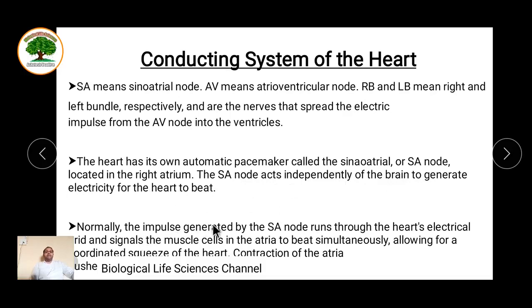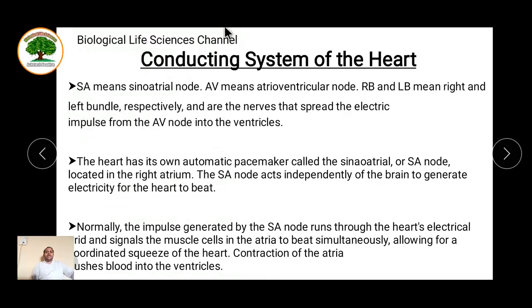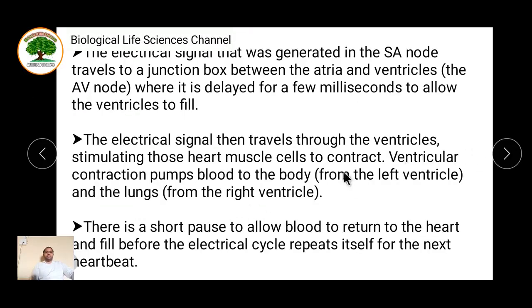So normally the impulse is generated by the SA node, and it runs through the heart's electrical signals and the muscle cells of the atria to beat simultaneously, allowing for the squeezing and contraction of the heart, and pushes the blood into the ventricles.